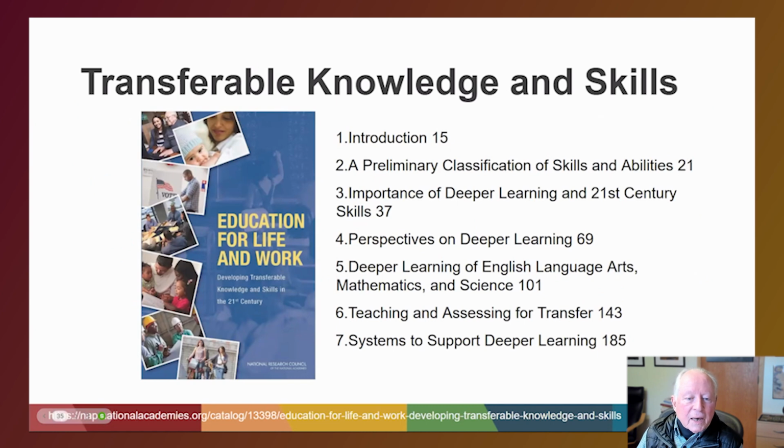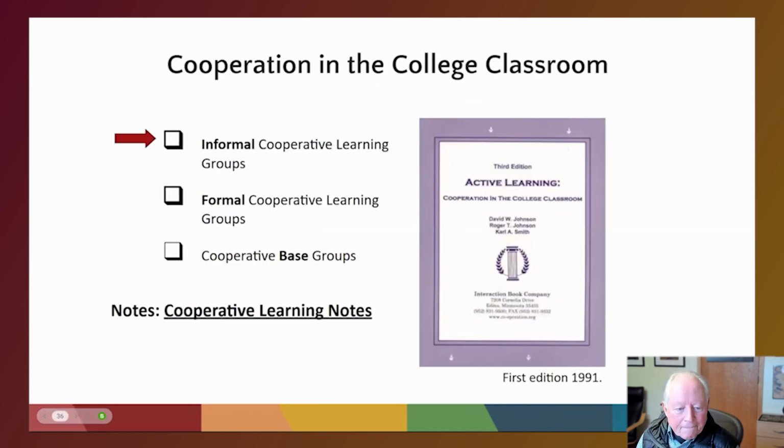This is a National Academy study, Education for Work and Life, about transferable skills. Again, this is a report that's downloadable. It articulates skills like communication, teamwork, and their importance for lifelong success. There are three main ways to structure cooperative learning. You're experiencing one, and Kristen will elaborate a bit more on it.